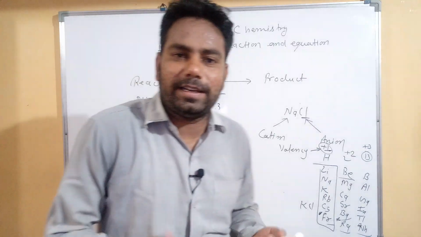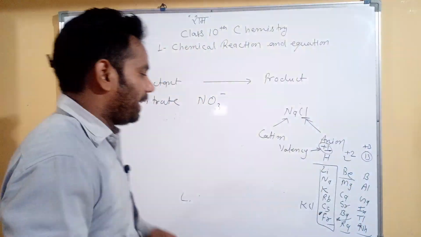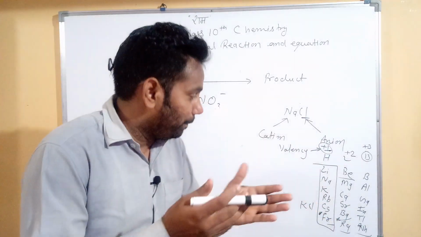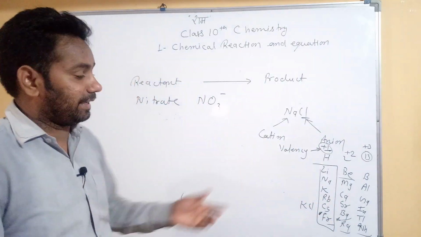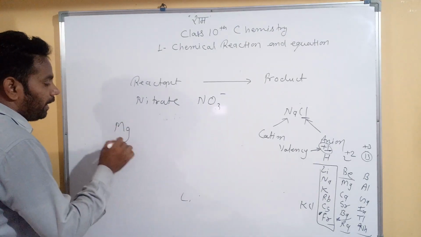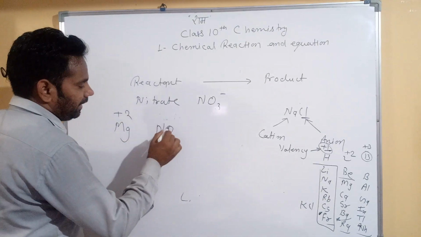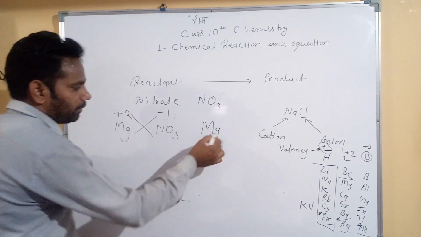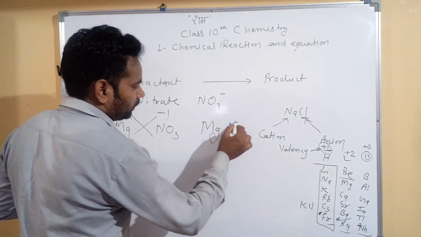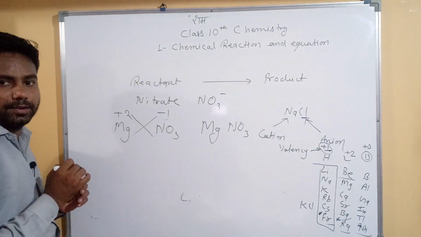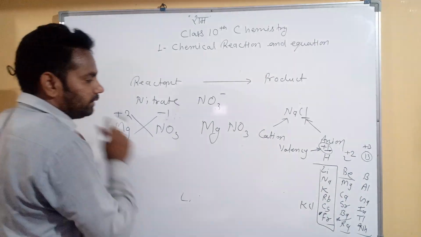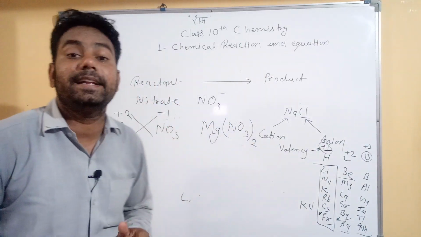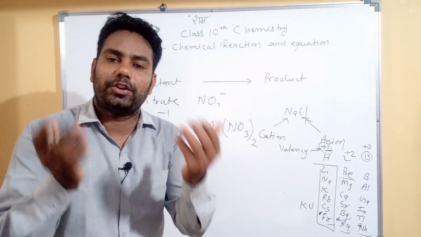Again, now I take second group elements: magnesium nitrate, calcium nitrate, beryllium nitrate, then 13 group: boron nitrate, aluminum nitrate, etc. Mg has +2, NO3 has -1. So cross multiply. Formula of magnesium nitrate, MgNO3. But what we do here, you know already, if 2 is here, we take a bracket. So the formula of magnesium nitrate is Mg(NO3)2.